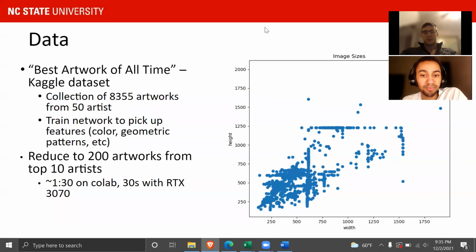Now, it became immediately clear that training this is going to be very difficult due to this number of images and these image sizes. And so we had to first reduce this data set to 200 artworks from the top 10 artists in order to figure out how we would actually improve upon this model before building it back up to the full data set. And just for reference, this takes us about a minute 30 seconds to train on Colab and about 30 seconds locally with an RTX 3070 on that 2,000 artwork data set.